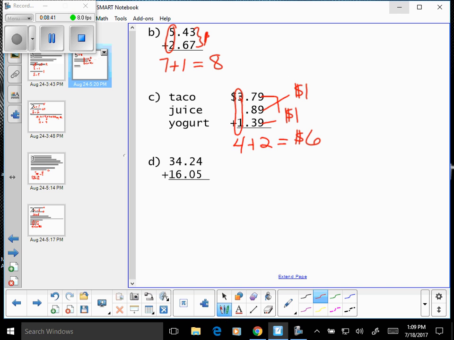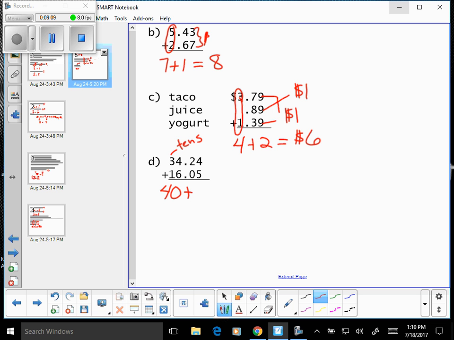D gives us a different twist on everything. You'll notice that here, my place value farthest to my left is tens. That 3 means 3 tens. Remember, this is the tens place. So 3 tens make 30. 1 ten makes another 10. And 30 plus 10 is 40. So here, I'm going to have 40.